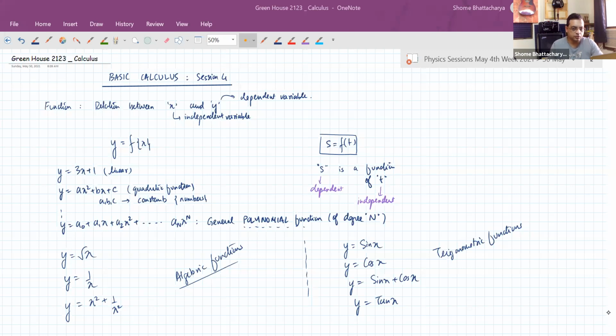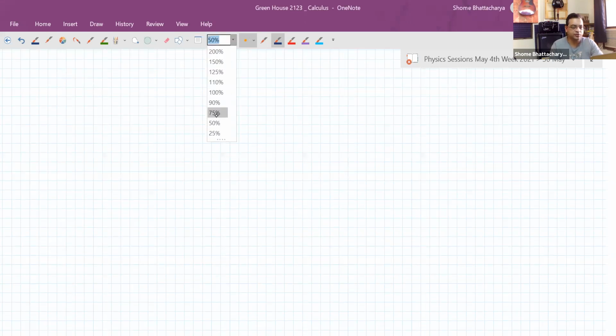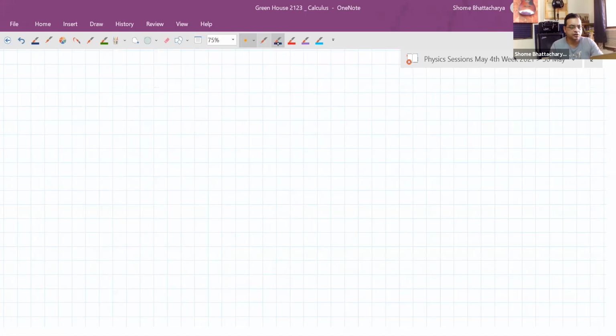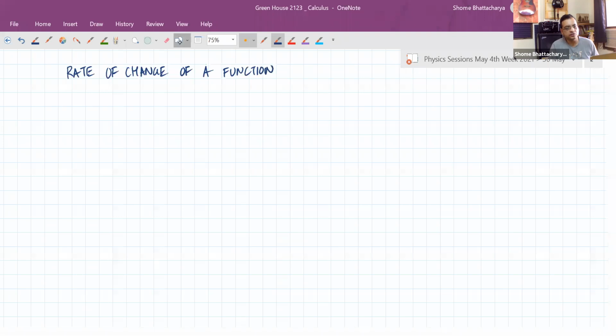Okay, now we will also be learning another couple of new types of functions called the exponential function and the logarithmic function today. But before that, let's come to the most important thing related to the function, and that is the concept of rate of change that we discussed last time. So, rate of change of a function.